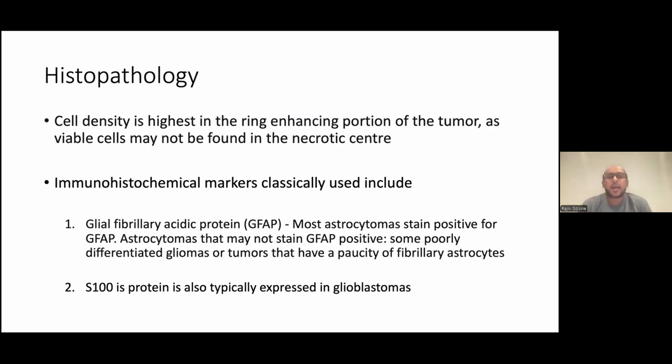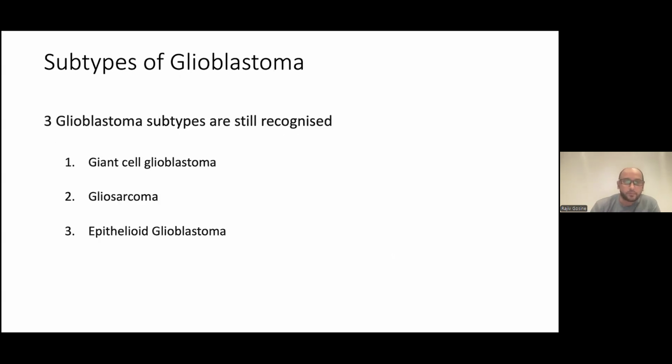Cell density tends to be highest in the ring-enhancing portions of the tumor, as viable cells may not be found in the necrotic center, and this is something to take into consideration if you are biopsying a lesion for any reason. Immunohistochemical markers classically used include glial fibrillary acidic protein, or GFAP, and most astrocytomas will stain positive for this. Astrocytomas that may not stain positive for GFAP include some poorly differentiated gliomas, the tumors that have a paucity of fibrillary astrocytes. The S100 protein is also typically expressed in glioblastomas.